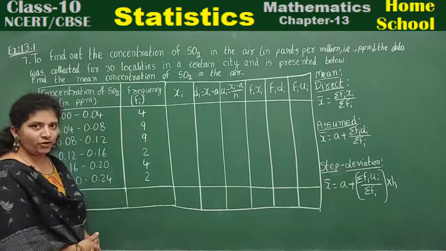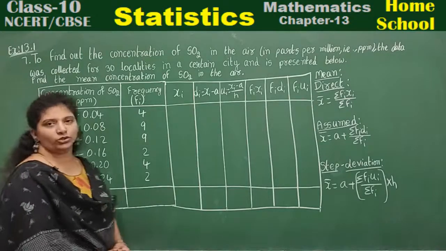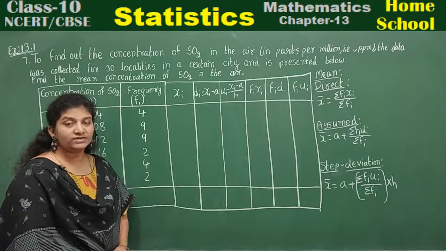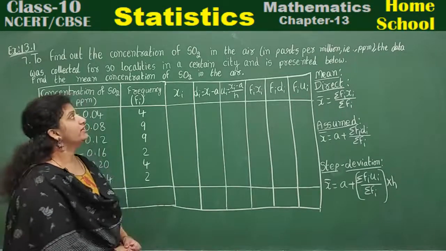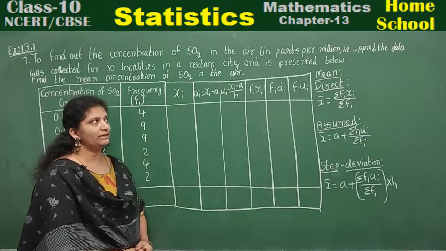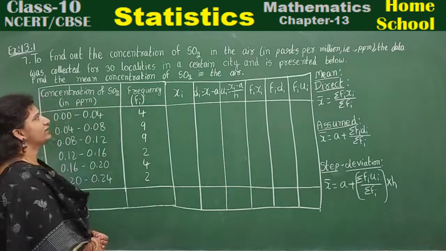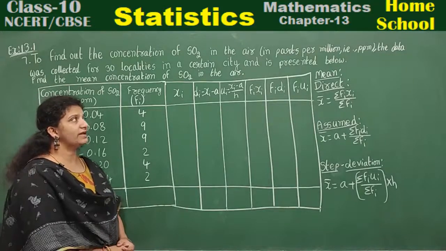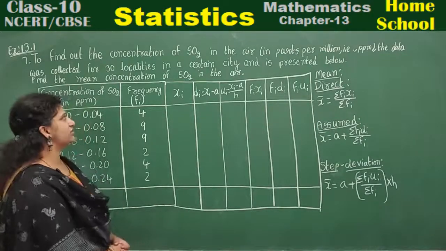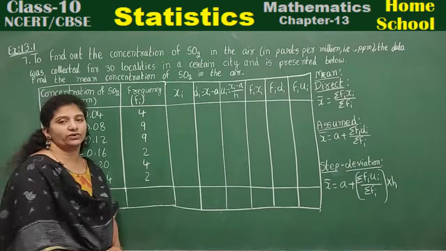Let's see the seventh problem. To find out the concentration of SO2. What is SO2? Sulfur dioxide. SO2 in the air in parts per million, that is ppm. The data was collected for 30 localities in a certain city and is presented below. Find the mean concentration of SO2 in the air.